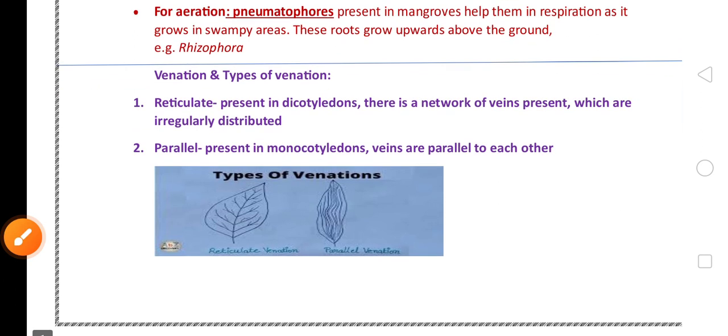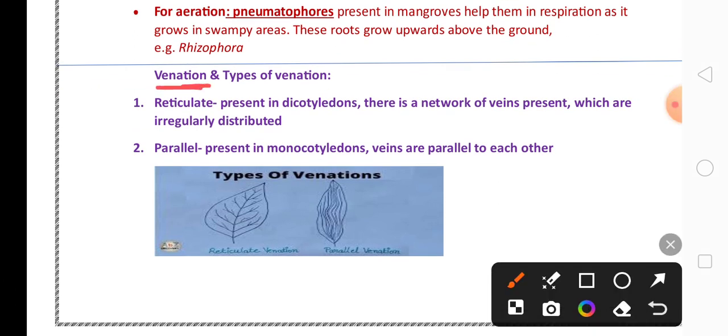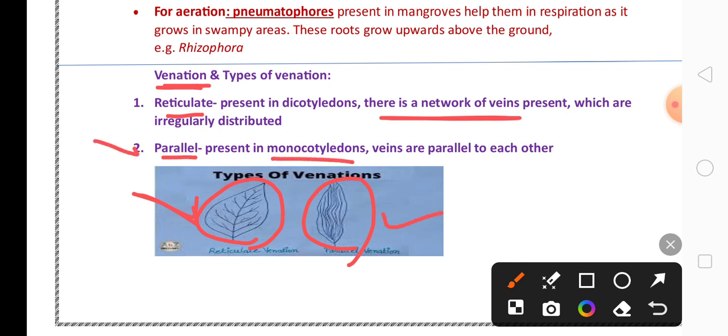Now 3 marks question is venation and its type. Venation means mode of arrangement of veins and veinlets in the leaf. On the leaf, the arrangement of veins and veinlets is called venation. There are 2 types of venation in the plants. Reticulate venation in dicot where we can find the network of veins, and parallel venation in monocot where veins are parallel to each other.